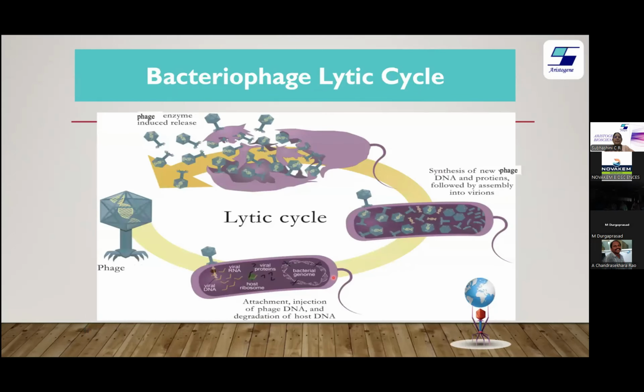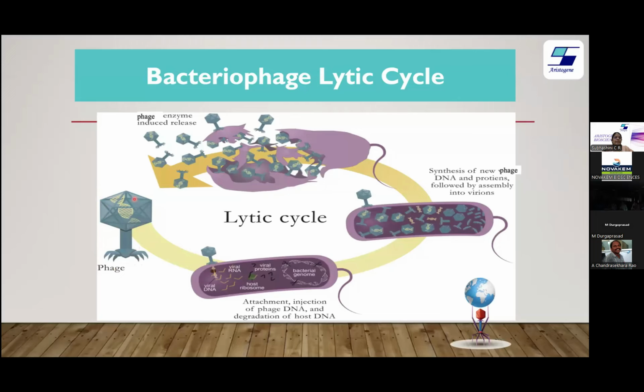So how does the bacteriophage work to kill a bacteria? So this is the cycle. There are two ways by which a bacteriophage multiplies. One is the lytic cycle, another is the lysogenic cycle. We only work on bacteriophages which follow a lytic cycle. Lysogenic bacteriophages are not suitable for therapy. So we select a bacteriophage which is lytic in nature.